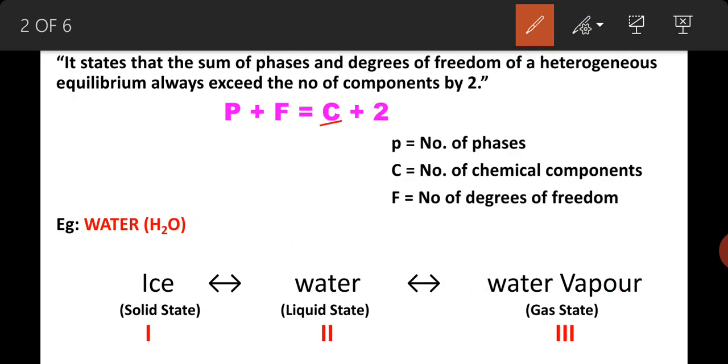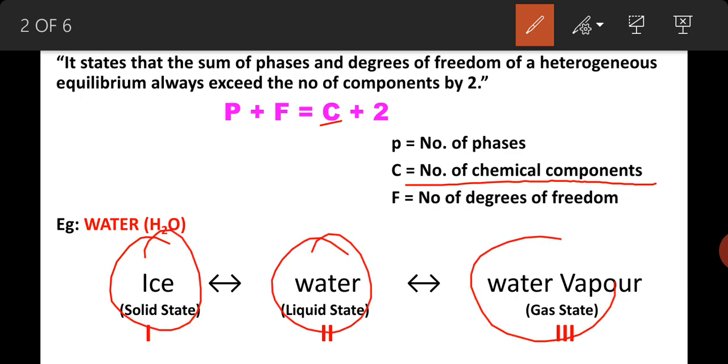Next, letter C. C means the number of chemical components. The minimum number of compositions that can define each phase, expressed in the form of a chemical formula. I will take the same example, water. Water exists in three forms: ice, water, water vapor. In all phases, its chemical formula is the same, that is H2O. Here, the composition is the same, C value equals 1.